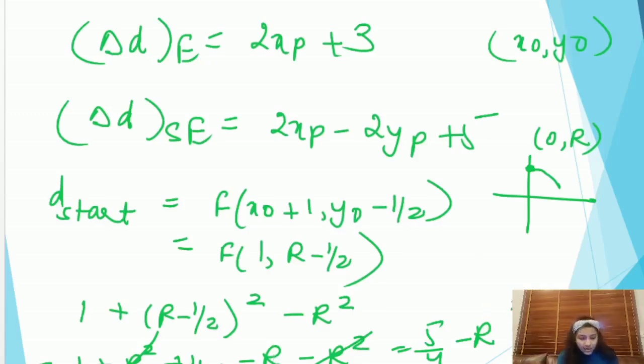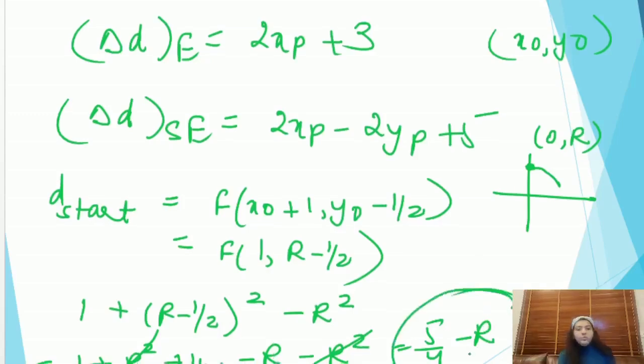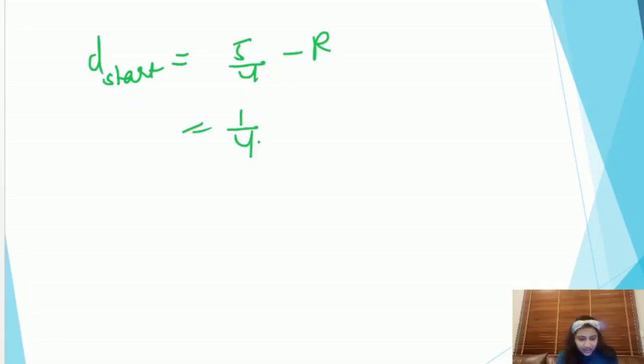Now again, this is a floating point value, and in the midpoint circle drawing algorithm we are doing integer calculations. So we need to convert it to an integer value. So the value of our D start comes out to be 5 by 4 minus r. We can write this as 1 by 4 plus 4 by 4 minus r.